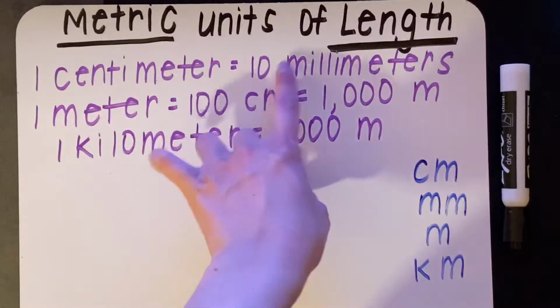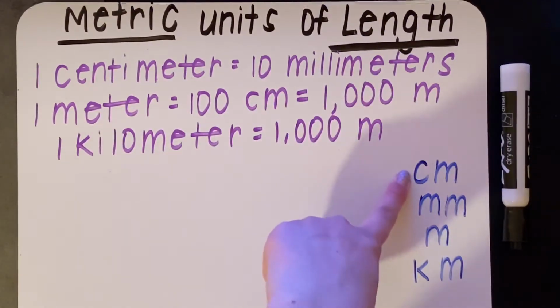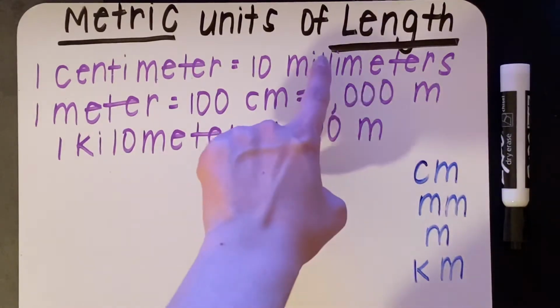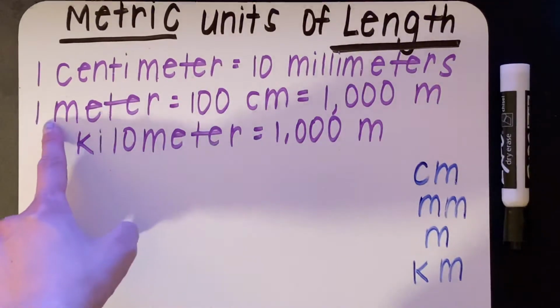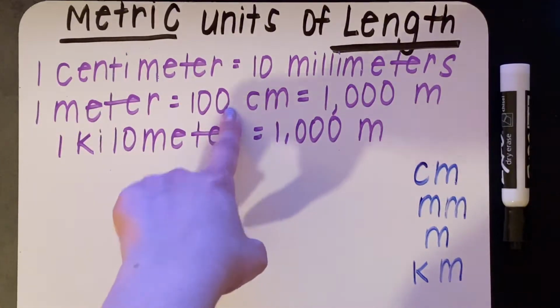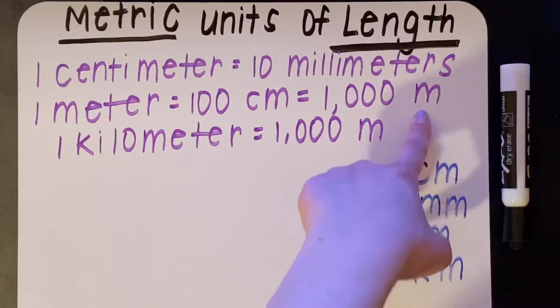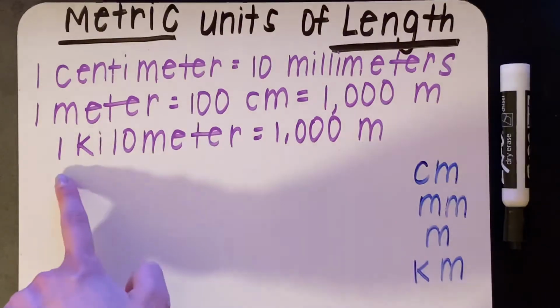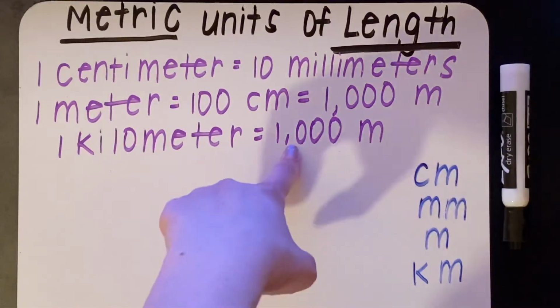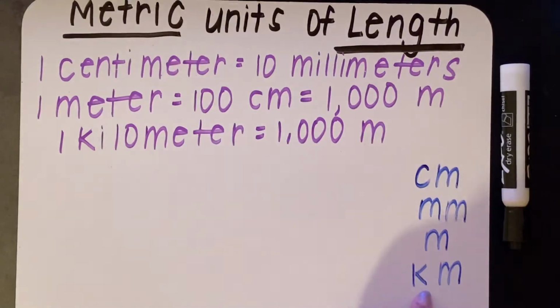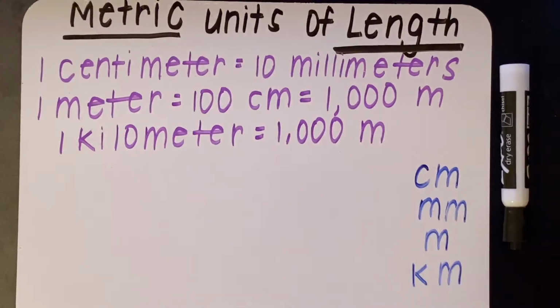1 centimeter equals 10 millimeters. And over here, cm is the abbreviation for centimeter. mm is the abbreviation for millimeters. 1 meter equals 100 centimeters, which equals 1,000 meters. The abbreviation for meters is just an m. 1 kilometer equals 1,000 meters. The abbreviation for kilometers is km, which is listed on the side.